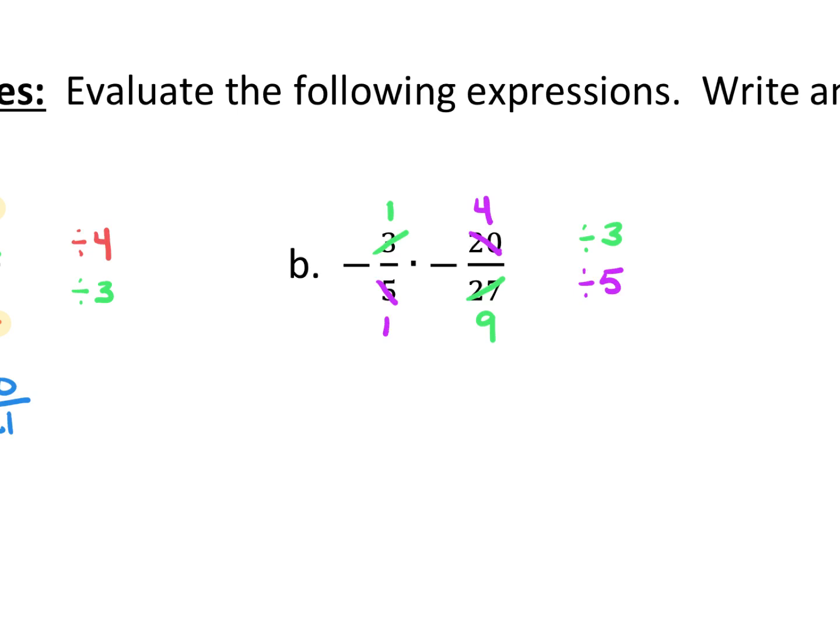Now it doesn't matter what order we do this in, but if we go ahead and multiply straight across, we get 1 times 4 is 4, and 1 times 9 is 9. And we do want to make sure that we are careful. If you need to, highlight your negatives when working, especially with fractions, so that they don't disappear. But here, because we do have 2 negatives, they cancel out. And so my final answer is going to be positive 4 over 9.